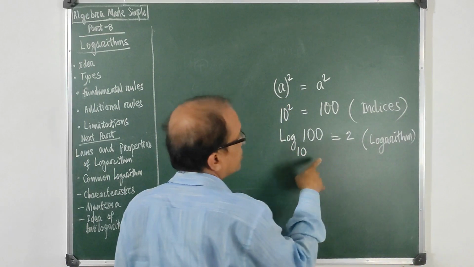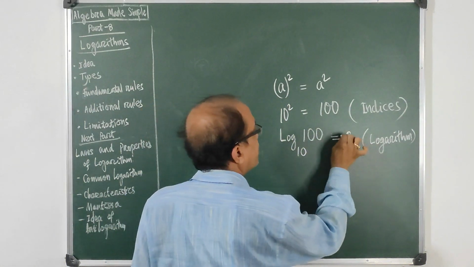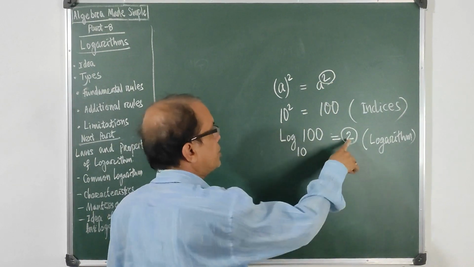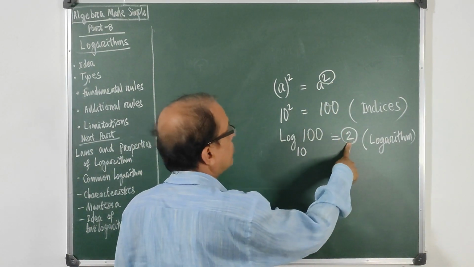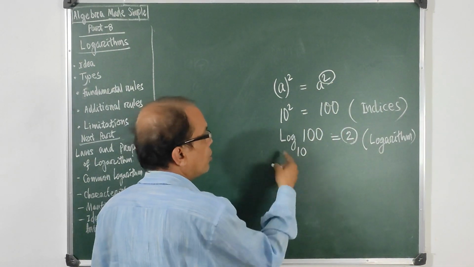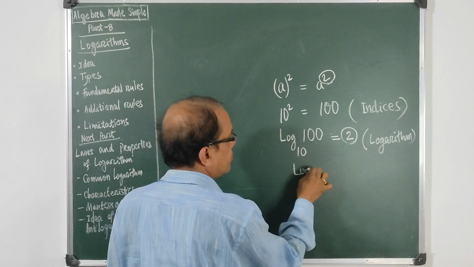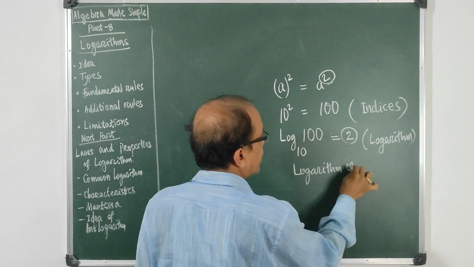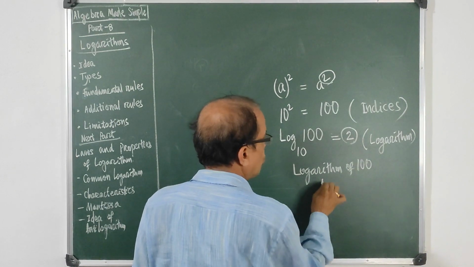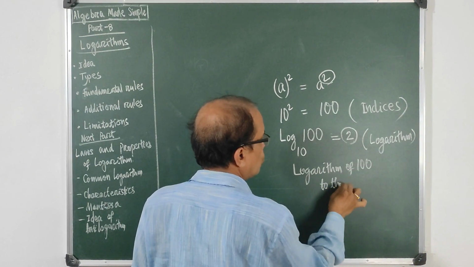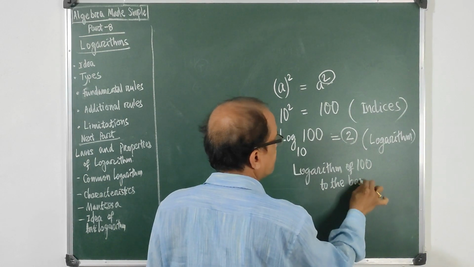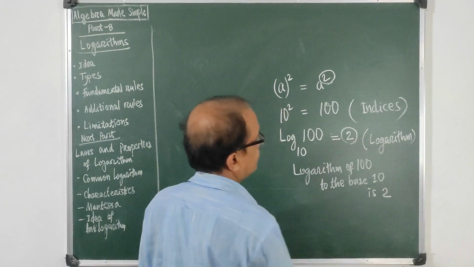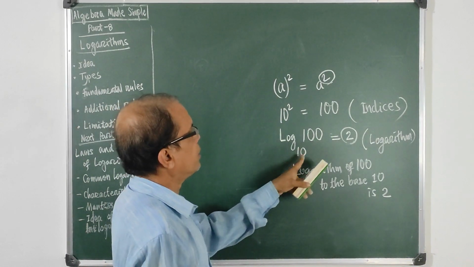So in this section we need to find this exponent in indices. This is the logarithmic value of 100, and we call this logarithm of 100 to the base 10 is 2. Logarithm of 100 to the base 10 is 2.